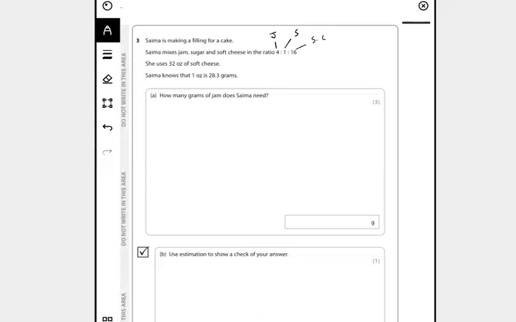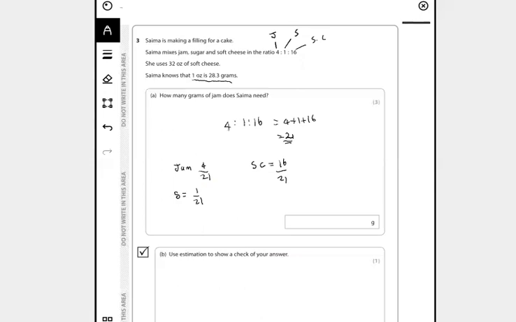Okay. Simon knows that 1 ounce is equal to 28.3 grams. So how many grams of jam does Simon need? So we want to focus on the ratio. So here we see that 4 to 1 to 16. So their total 4 plus 1 plus 16 is equal to 21 parts. So there are 21 parts, and jam occupies 4 over 21. Sugar occupies 1 over 21. Soft cheese occupies 16 over 21.